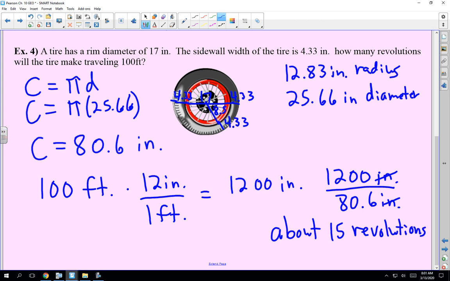So those are some applications there in examples 3 and 4 of the arc length of a circle. Pretty useful to know. Remember, our formula is just fraction of the circle times 2 pi r. A full circumference of the circle is 2 pi r, or pi times d.